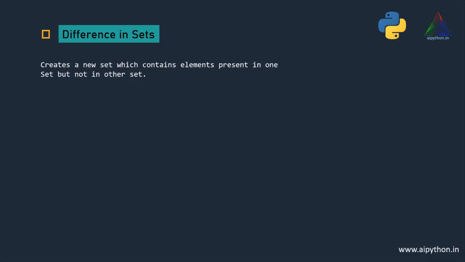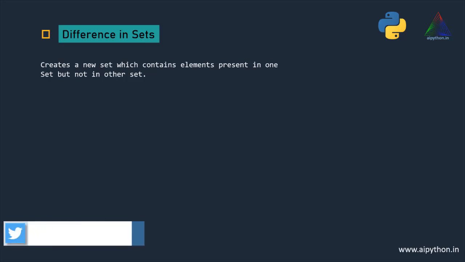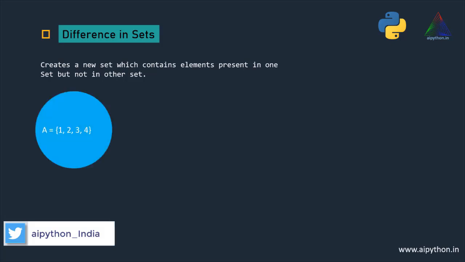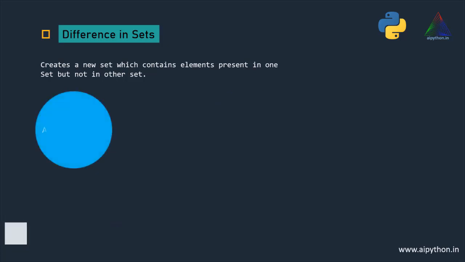Moving ahead, we'll check the difference of sets. So what will difference do? It will create a new set which contains elements present in one set but not in the other set. There will be two sets, one which is the reference from which you are comparing the second set. Through the visualization, you can understand it.